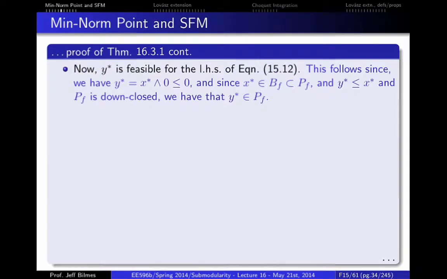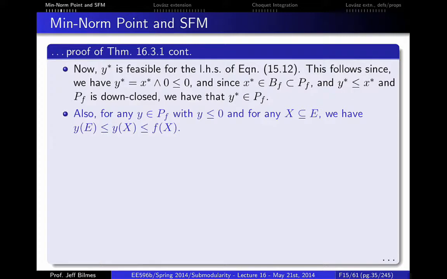The claim is that it is, and the reason why is because remember y star is equal to the meet of x and 0, right? And x is chosen to be the base polytope, which is definitely in the polyhedron. y star is the subvector of x, right? Because basically it's either the same value, y star has the same element values as x star, or it's going to be something that's floored to 0 whenever x star has positive elements. And we said that P of f is downclosed, right? We know that. That's a property of the submodular polyhedron. And so therefore y star is still a member of the polyhedron. We're good there.